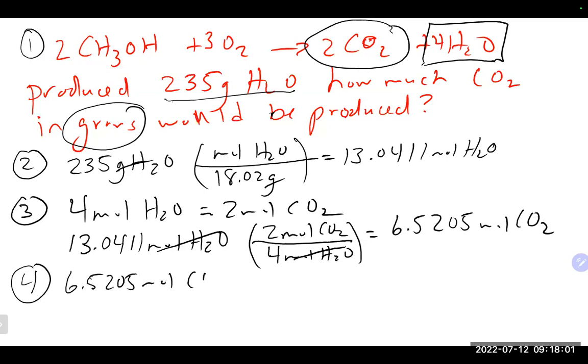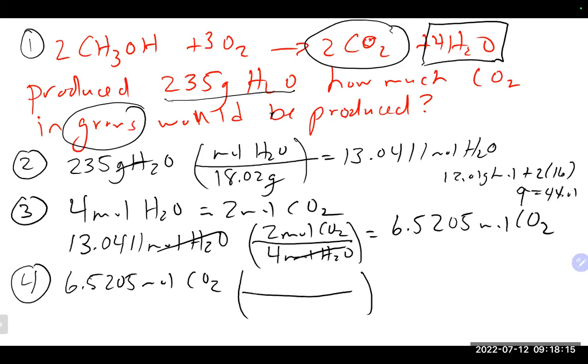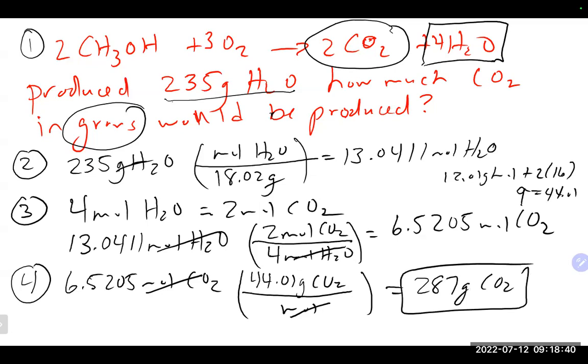So, 6.5205 moles of CO2. We do need the molar mass of CO2, so that is 12.01 plus 2 times 16, which gives 44.01 for the molar mass. We're going to put the grams up on top, 44.01 grams of CO2 per mole. Again, we cancel out here and multiply by 44.01 times 6.5205. Looks like 287, we'll call it, grams of CO2 would be produced in this case.